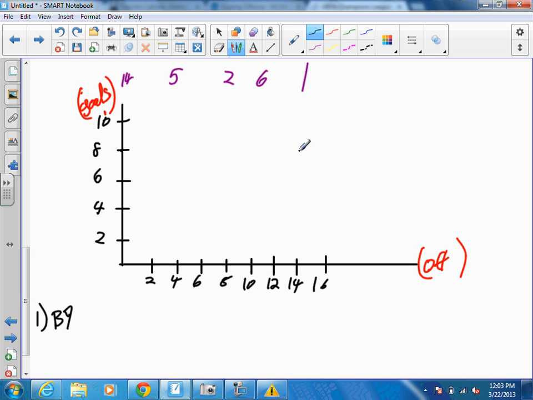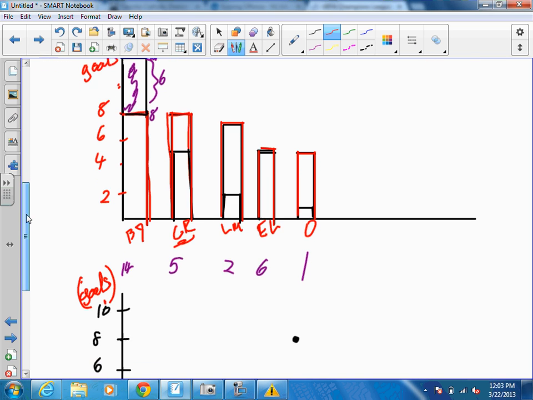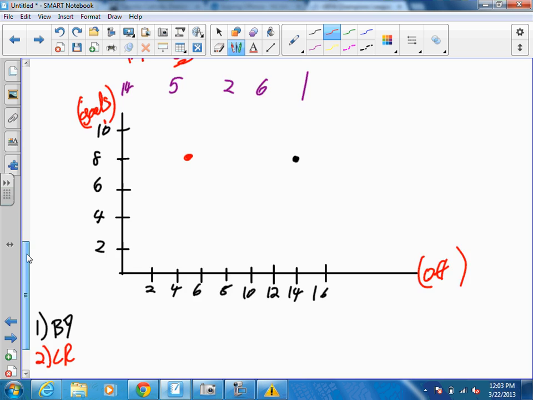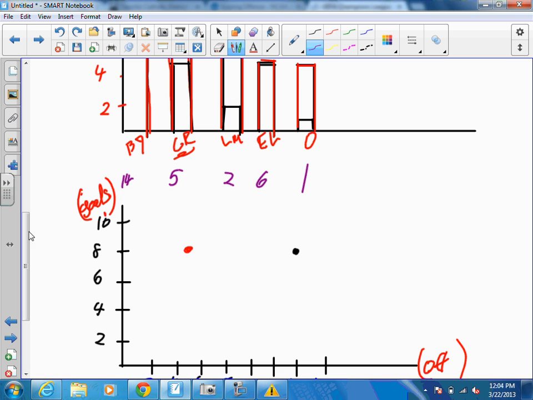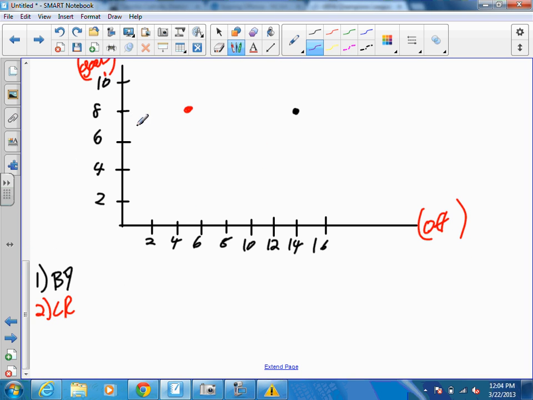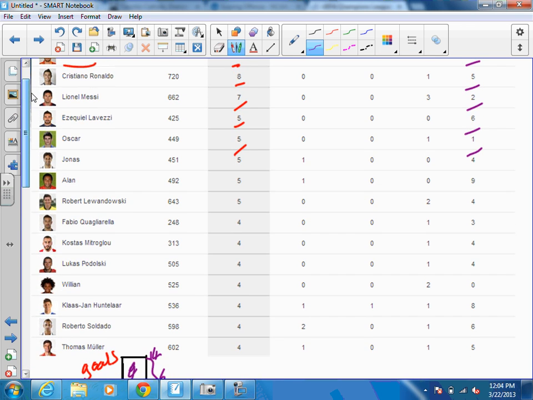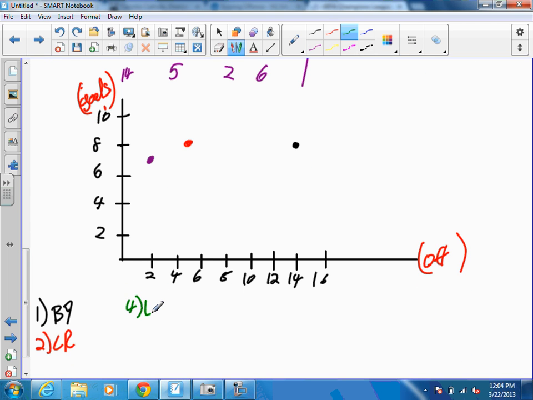The next guy was CR. He had 8 goals and 5 offsides, right? So number 2, CR, 8 goals, but 5 offsides. Puts him here on the chart. The next guy, LM, I'm just going to double check, was 7 and 2. 7 goals, so that's one fewer, but only 2 offsides. He falls here on the chart. EL, 5 and 6, and then O was 5 and 1.